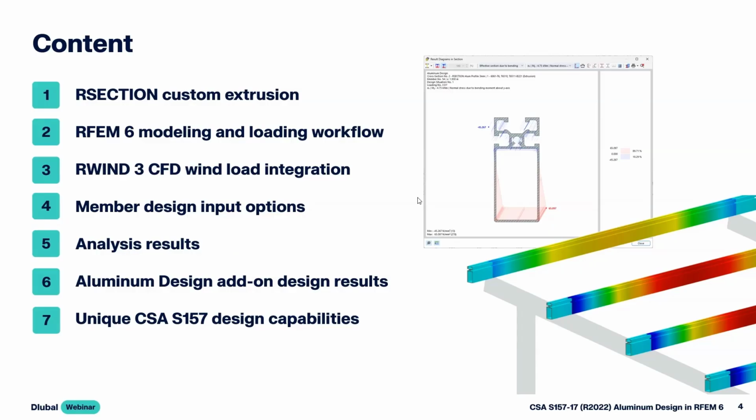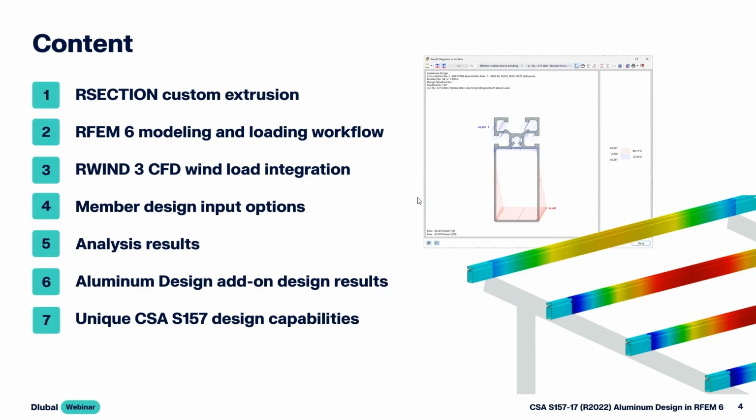Regarding the content over the next hour today, I do want to begin in our standalone program, RSECTION, where we'll import a DXF file to calculate the cross-section properties of a custom extrusion, shown over here on the right-hand side. We'll then integrate this member into RFEM 6. So this is where we will show the modeling workflow of our aluminum carport structure today.